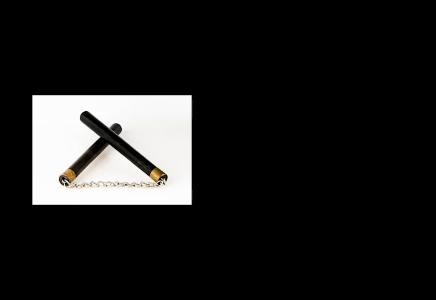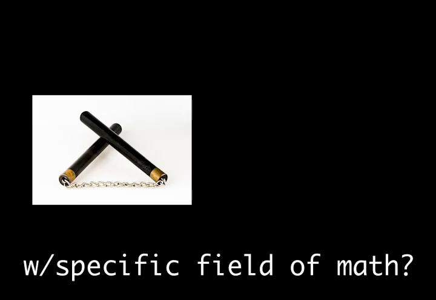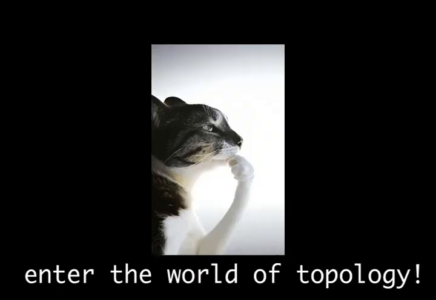These are a set of nunchucks. Now, what if I told you that these nunchucks, using a specific field of math, can be related to a donut? The specific field I'm talking about here is topology, which is the study of geometric surfaces under constant deformation. Let's dive deeper into this concept.